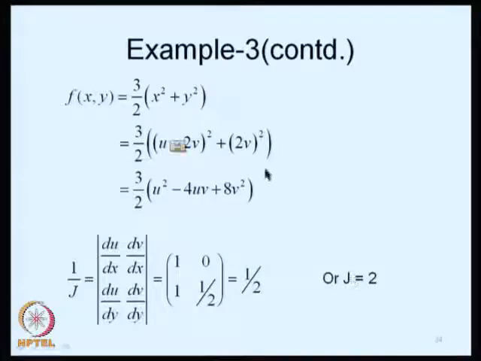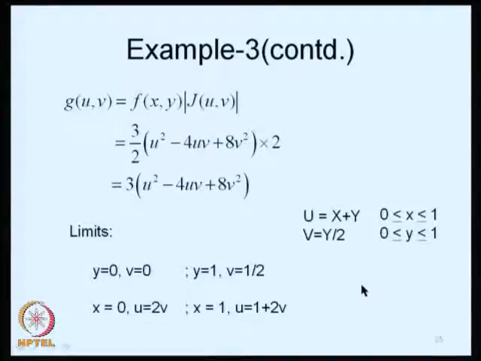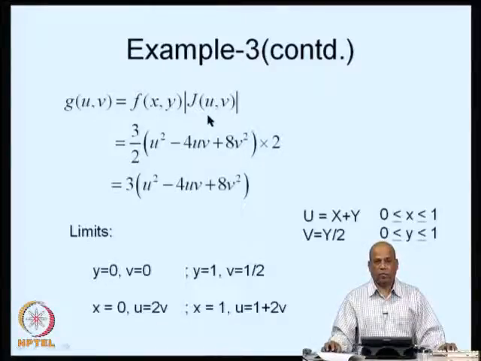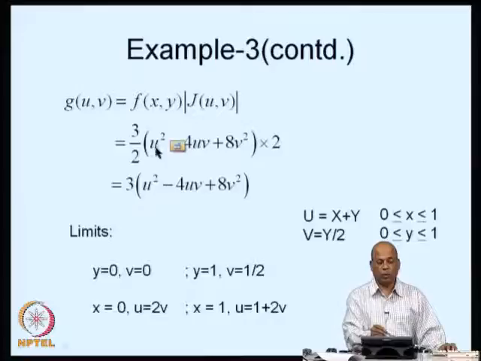So, you have expressed f of x y in terms of u and v, and you have obtained the Jacobian, which is 2, and therefore you get the joint density of u and v as f of x y into the absolute value of the Jacobian, which will be equal to 3 by 2, this is f of x y here, multiplied by 2, which is the Jacobian.